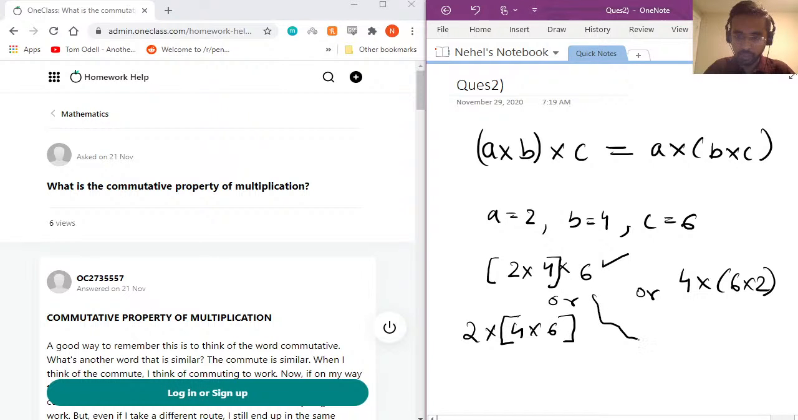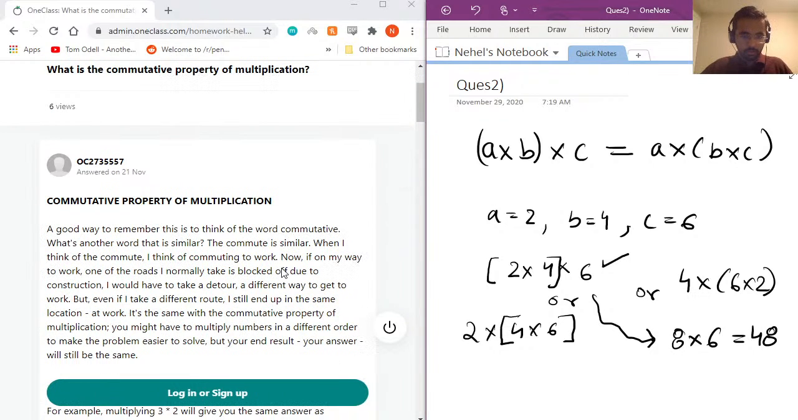So if we compute this, we would get 2 times 4 is 8, times 6, which is equal to 48. So the answer will be 48 in each case. It's just that we chose to do it this way. So again, multiplication is commutative, which means that you can rearrange the terms in any order and you would still get the same answer when you're multiplying them.